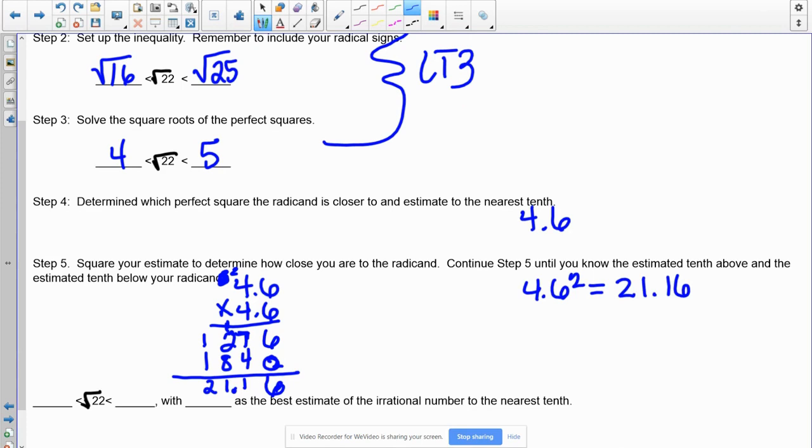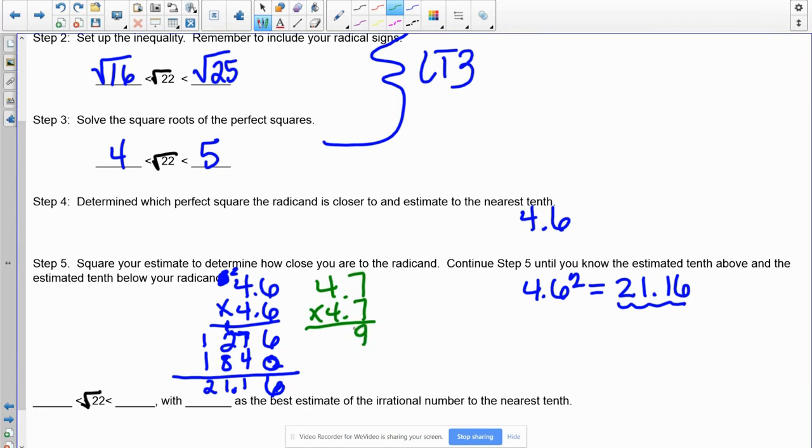So am I low or high? Well, of course, right now I am low. So the best bet is to check 4.7 just to see if I can get any better estimate. So we're going to take 4.7 times 4.7. My traditional math here, again, do it however you are more comfortable with.